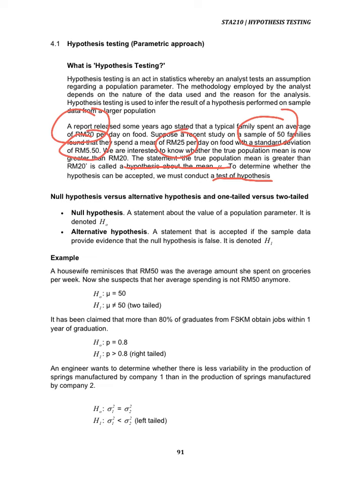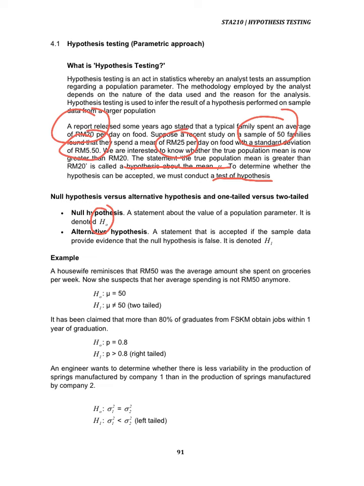Okay, so let's take a look into the null hypothesis and alternative hypothesis. Okay, so the first step in conducting hypothesis testing, we should state what is the null hypothesis and what is the alternative hypothesis. Okay, null hypothesis is a statement about the value of a population parameter. It is denoted by H0. Okay, null hypothesis H0. Okay, second one, alternative hypothesis.